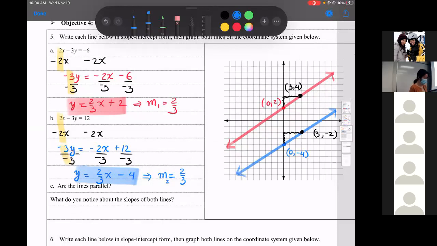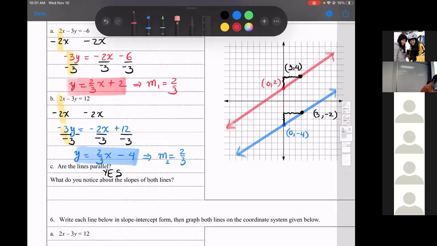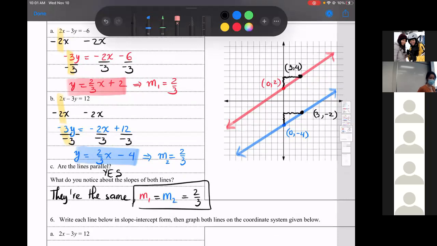What do you see about the graph? They're parallel, right? Are the lines parallel? What do you notice about the slope of both lines? What are the slopes of both lines? It's the same, right? So m1 is equal to m2, and equal to 2/3. Same.